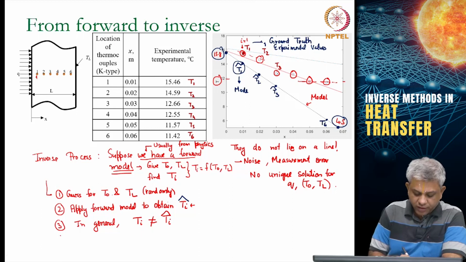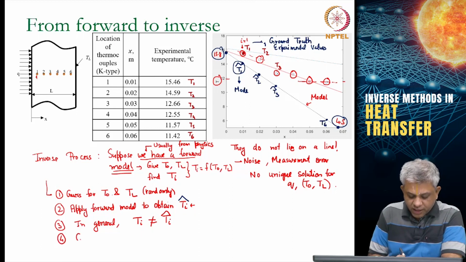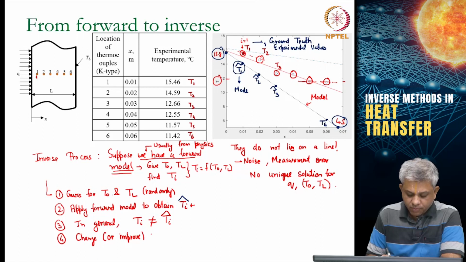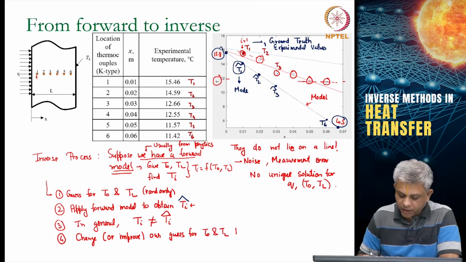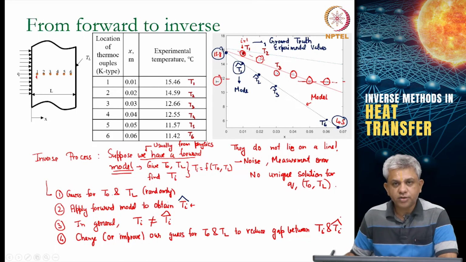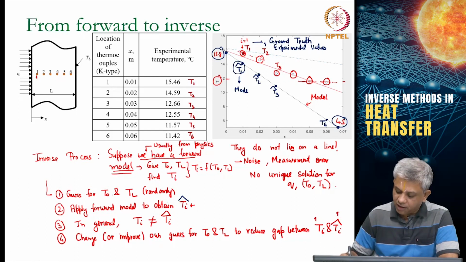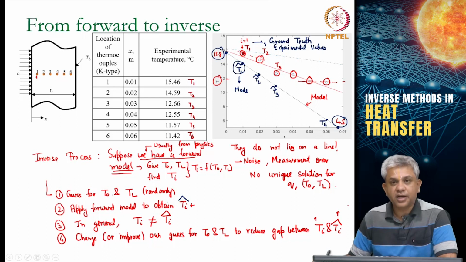So, what do we do? The next step is to change, or more importantly improve, our guess for T0 and TL. Why? To reduce the gap between Ti and Ti hat. So, to reduce the gap between reality and model, we improve our guesses for T0 and TL.